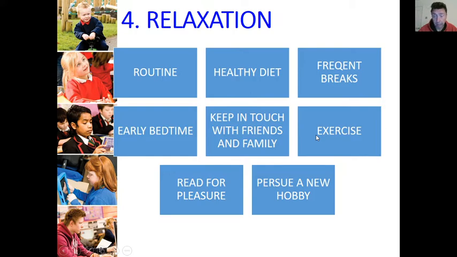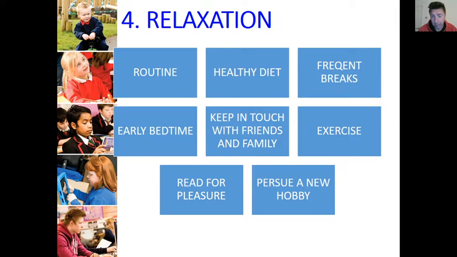Exercise as well. I'm not sure whether you're still sticking to that 9 o'clock Joe's exercises here. Then read for purpose, read for pleasure, and then pursue a new hobby. I don't know, whatever hobby you might discover.